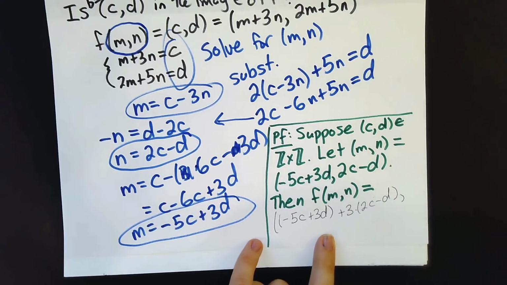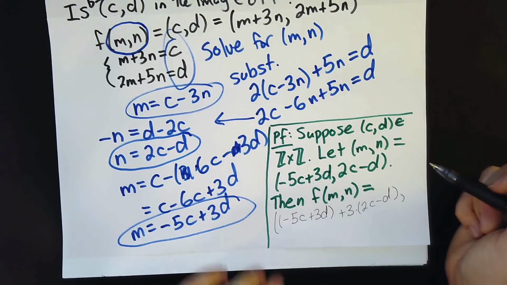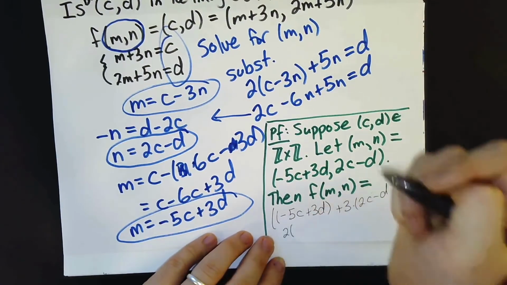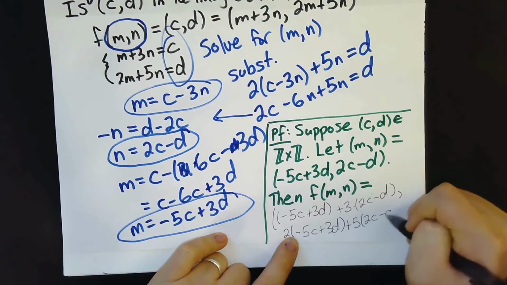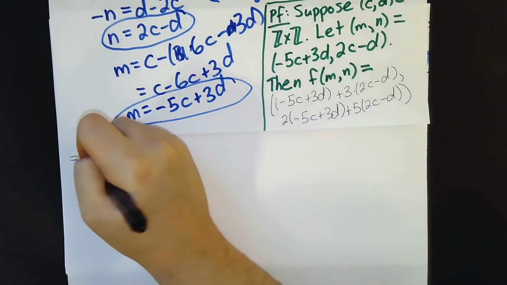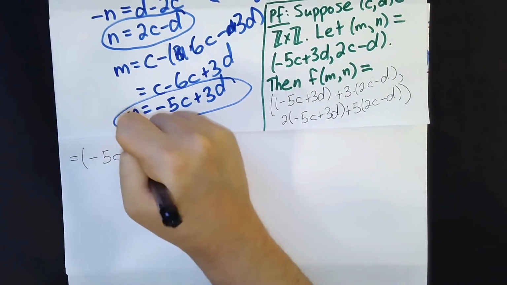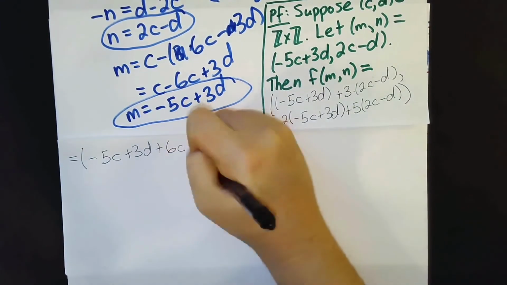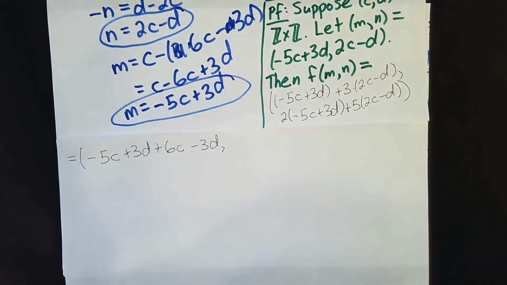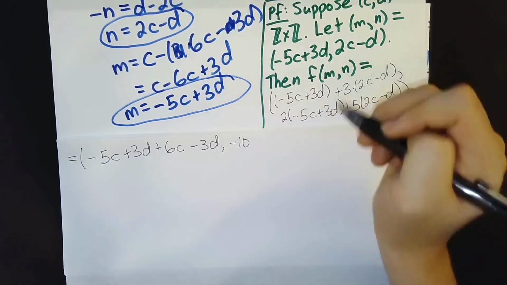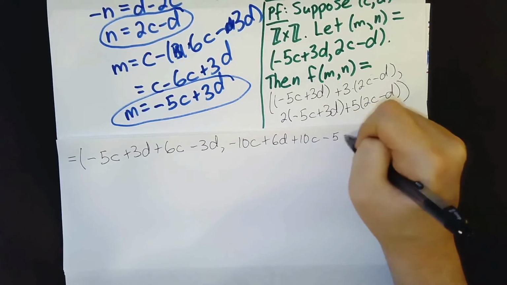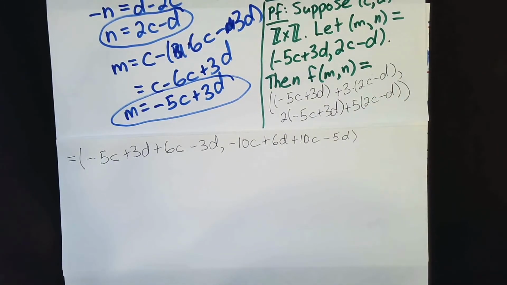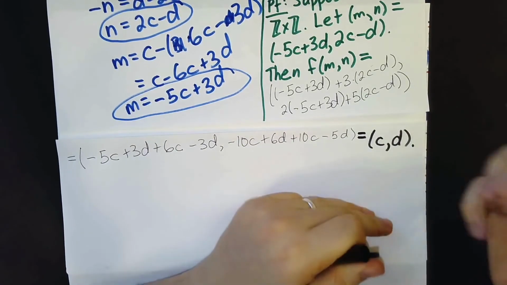And that's the first slot, comma, and then what's the second slot going to be? The second slot is going to be 2m, so that is 2 times minus 5c plus 3d, and then plus 5 times n, which is going to be 2c minus d. And let me simplify this. So in the first slot, it's going to be minus 5c plus 3d plus 6c minus 3d, comma, and then in the second slot, it's going to be minus 10c plus 6d plus 10c minus 5d. And so this looks like a humongous mess, but if you actually now look at what happens, this is exactly c, d, like it's supposed to be.